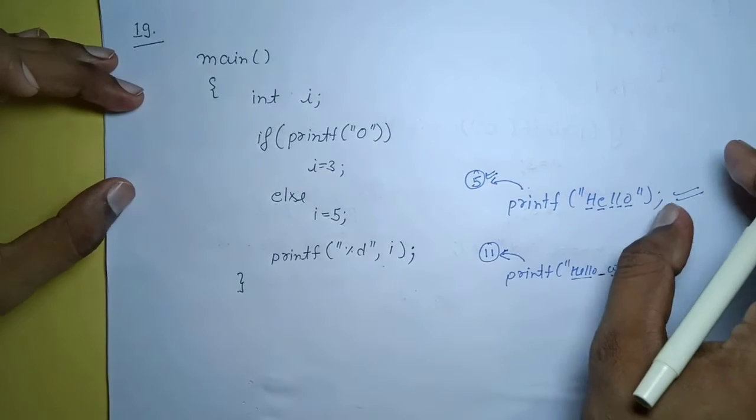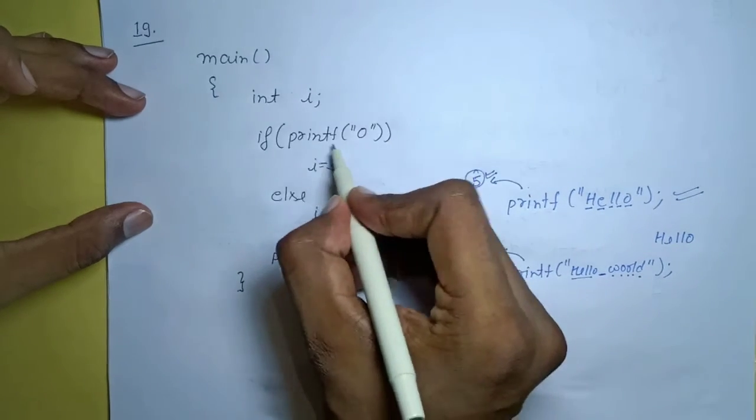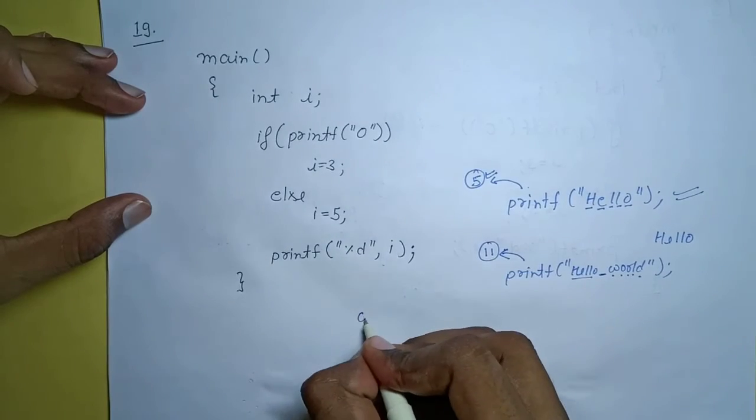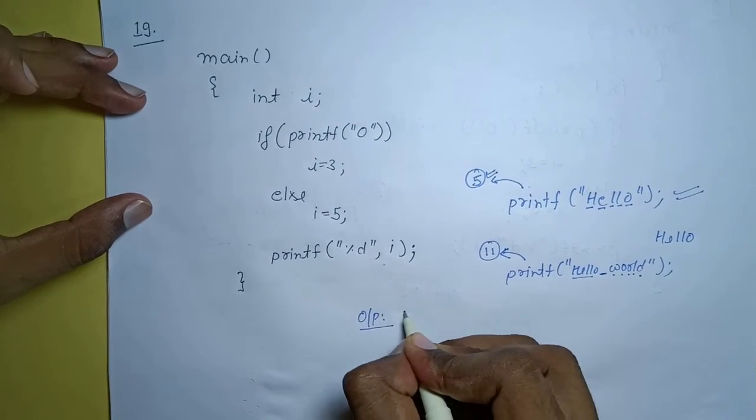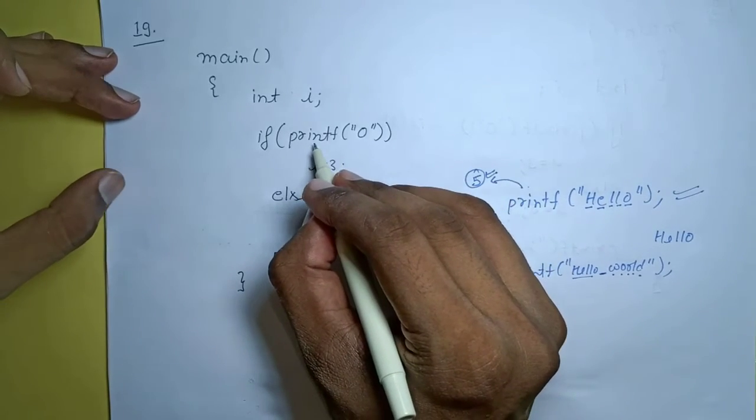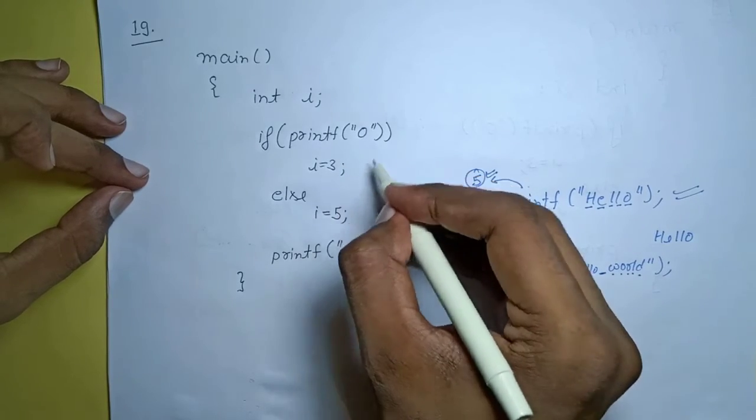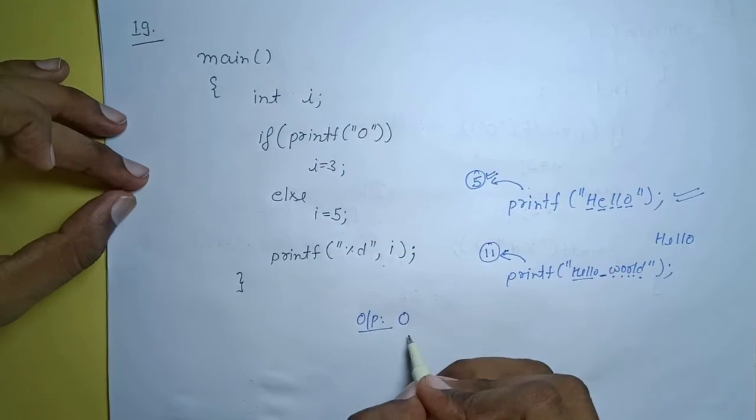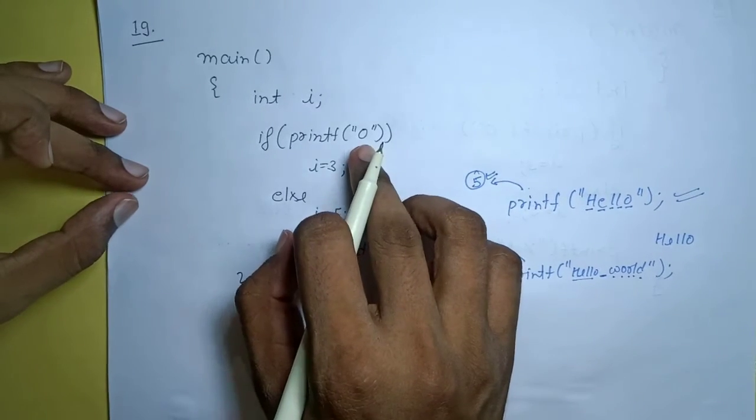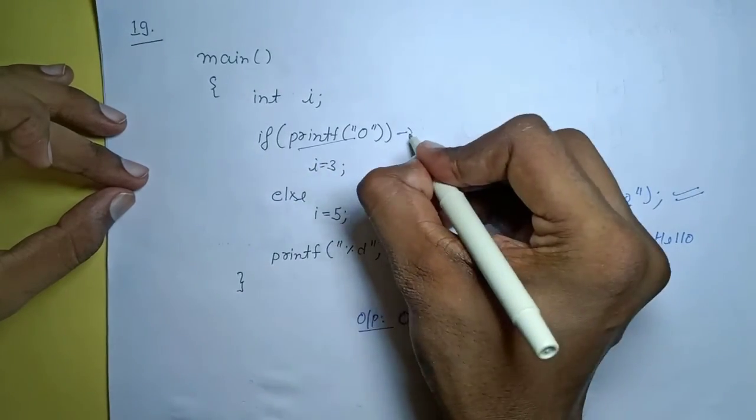So let's come to our problem. Here I specified a printf statement inside the if condition, which means that this statement is executed and the value 0 is printed on the screen. As 0 is printed, and we know that an integer value is returned by the printf function, meaning the number of characters printed on the screen, how many characters are printed? Only one character. So the value 1 is returned by this printf function.